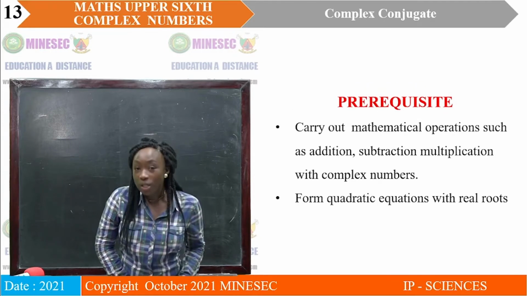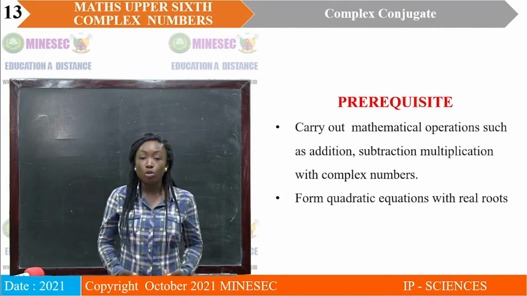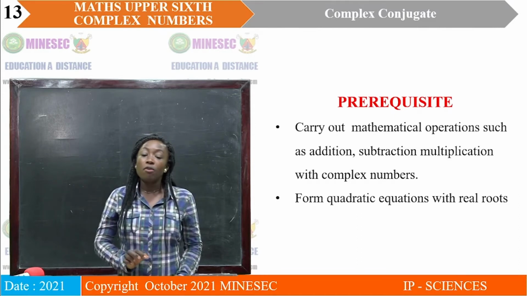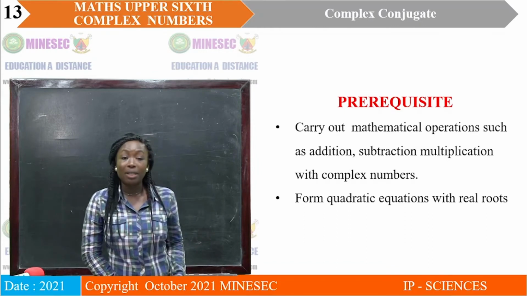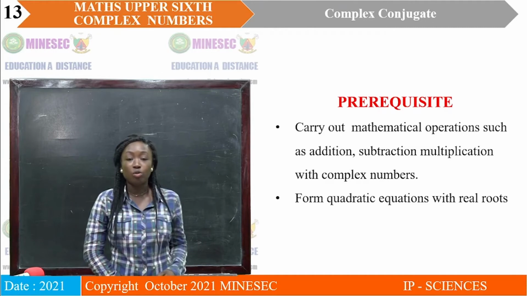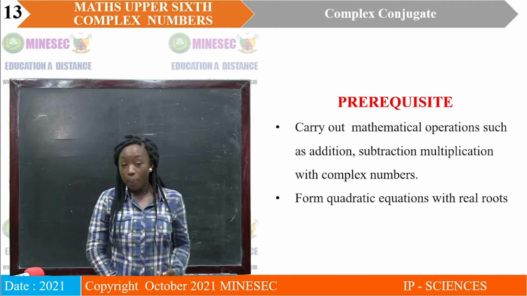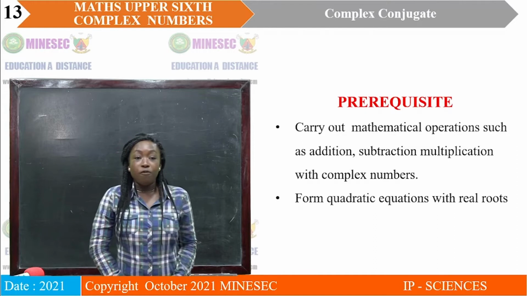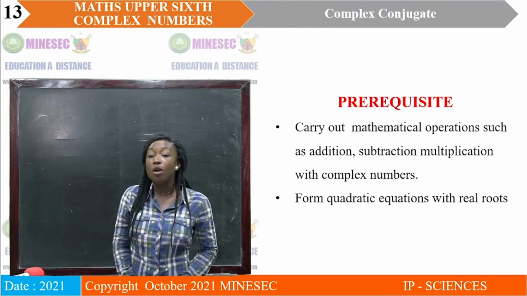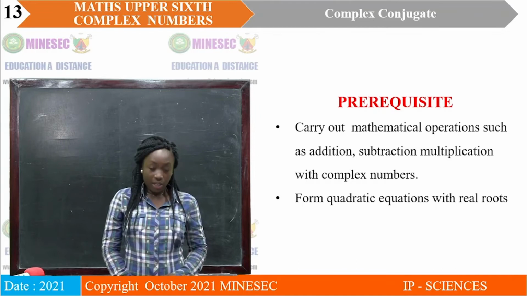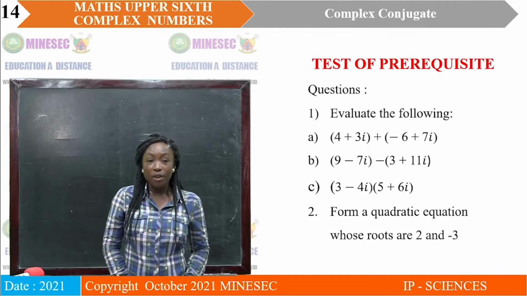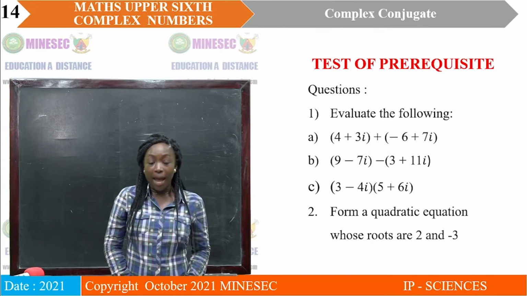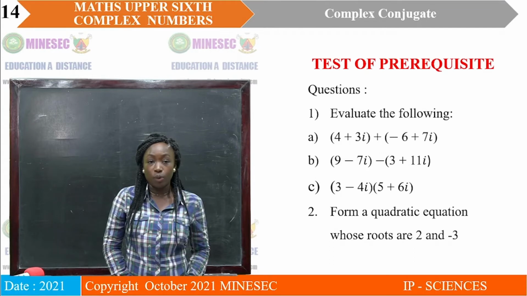Now, what are you expected to know or to have in order to follow this lesson smoothly? You should be able to carry out mathematical operations such as addition, subtraction, multiplication with complex numbers, and form quadratic equations with real roots. Let us have some questions to verify the prerequisite. Evaluate the following. A: 4 plus 3i plus negative 6 plus 7i. We are adding two complex numbers.